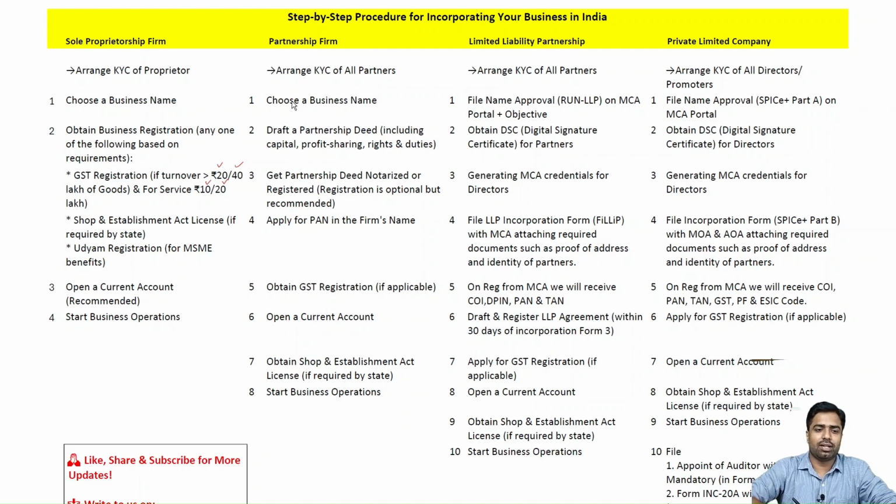If you are required to take GST registration, you can start a proprietorship with that. Otherwise, you have to check whether Shop and Establishment Act registration is mandatory in the state where you are starting the business. This is also known as a labour license. It regulates labour employment in your business, and the rules and regulations are given in that. Then you can also take Udyam registration, MSME registration, if you require.